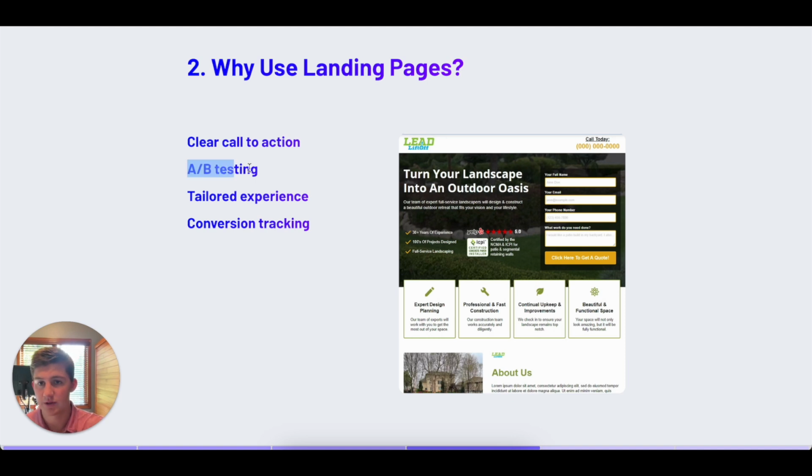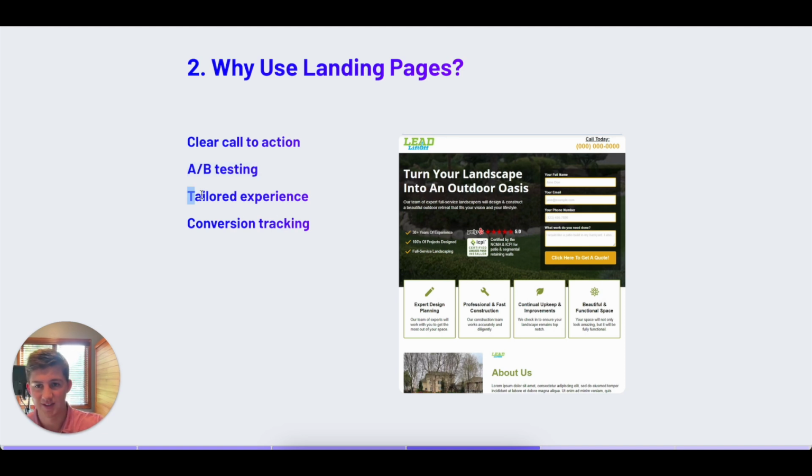Another reason: A/B testing or split testing. A landing page is way more lightweight. It's just one page, right? Versus a website, where there are a lot of moving parts going on. So you can split test a landing page much easier. What I mean by that is we might change this headline, "Turn your landscape into an outdoor oasis," to "Transform your landscape into a beautiful oasis," right? We're going to test those two things, and we can split traffic 50-50 to see what performs better and ultimately pick the one that performs better.